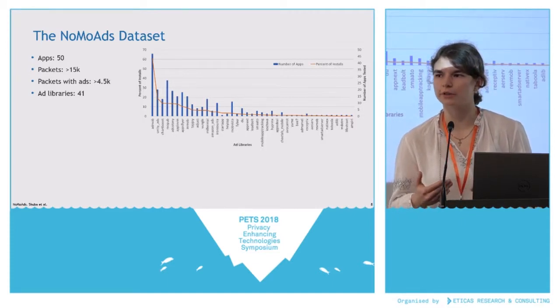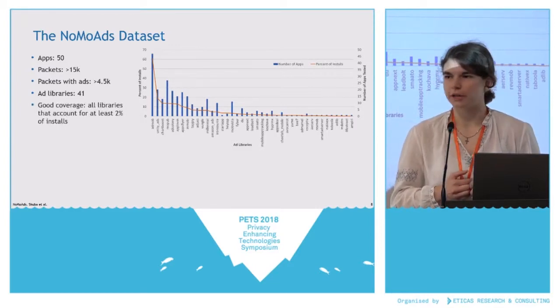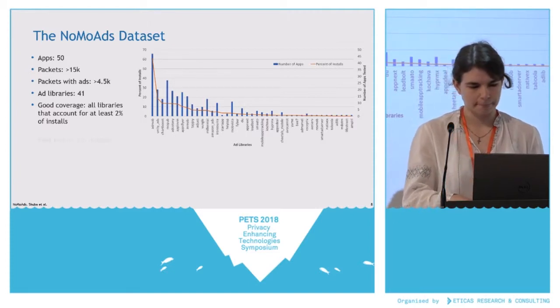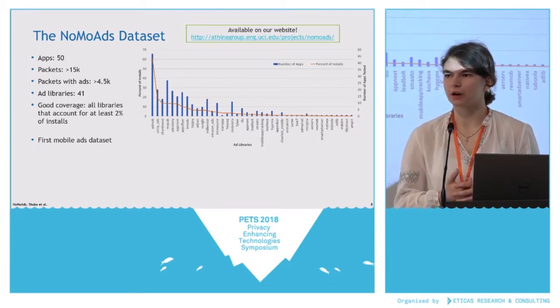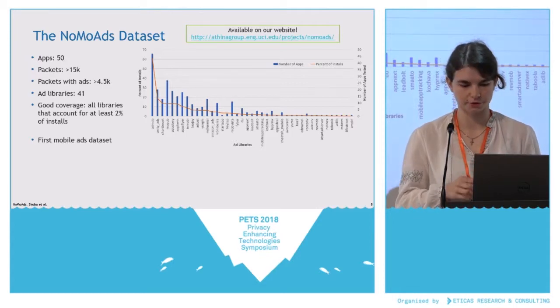So to gain a comprehensive view of the ecosystem, we really need to worry about the top 30 or top 40 ad libraries. And in fact, our data set covers all libraries that account for at least 2% of all installs. This is the first mobile ads data set that we're aware of, and we made it available on our website as a contribution to the community. We hope that it will be useful to other researchers.